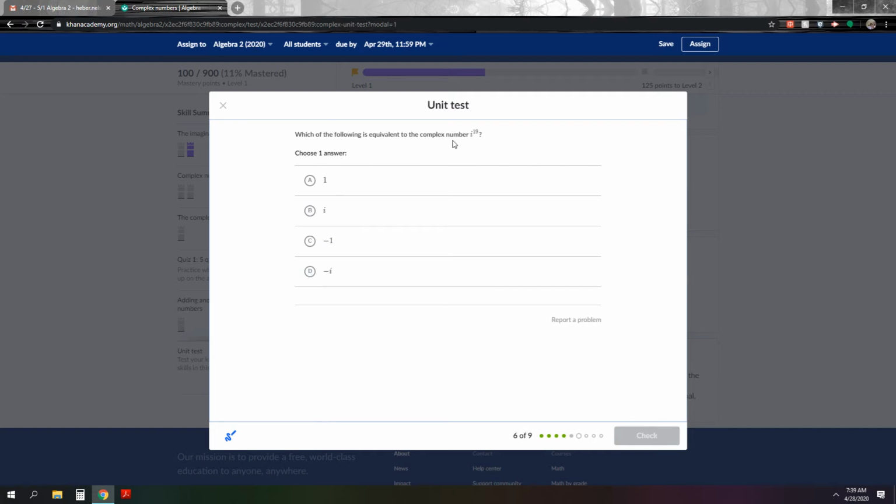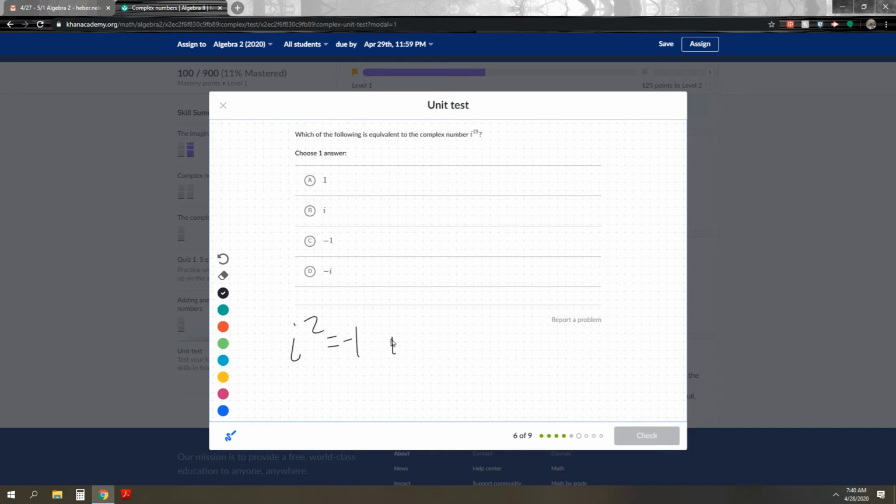Which of the following is equivalent to the complex number i to the 19th? This is kind of a tricky question. Remember, i squared is -1, right? So i squared equals -1, and i to the 4th equals (-1) squared, which equals just plain old 1.